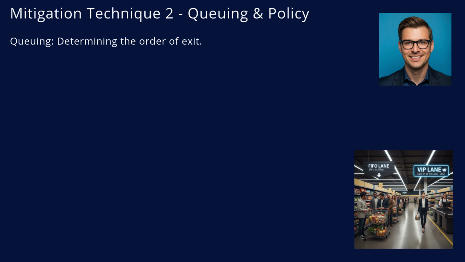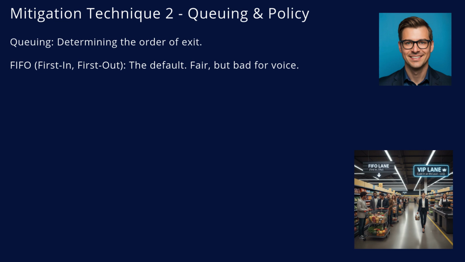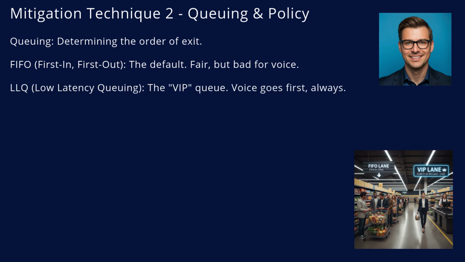Next is queuing. This decides the order in which packets leave the router. The default is first in, first out, FIFO. It's fair, but terrible for performance. If a huge file download gets in line before a voice packet, the voice call will stutter. We use low latency queuing, LLQ. This creates a VIP lane. No matter how long the other line is, voice packets jump straight to the front.